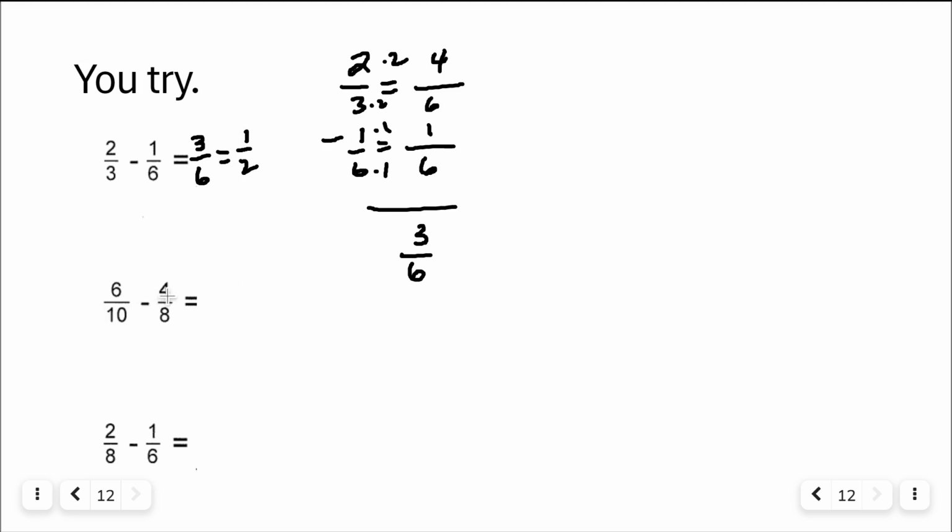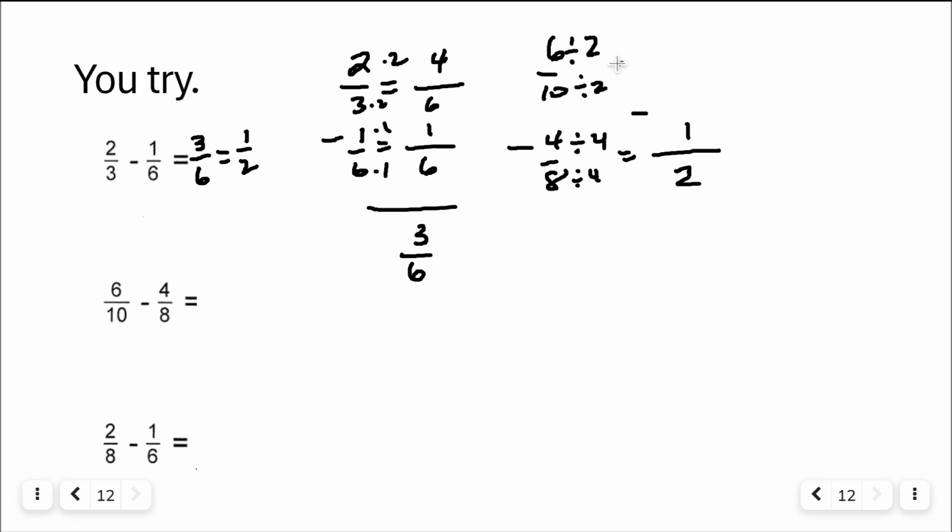6 over 10 minus 4 over 8. So here's one where I would definitely reduce the fraction. You got two fractions that can be reduced and put in lowest terms. I might as well do that for each one of them. Divide the bottom one by 4, gives me 1/2. The top fraction I can divide by 2. It gives me 3/5. So 3/5 minus 1/2.